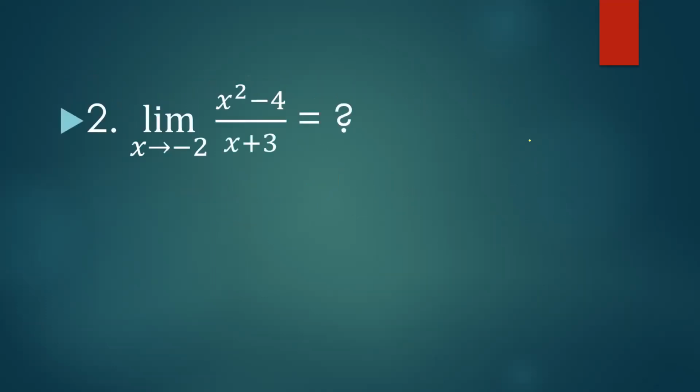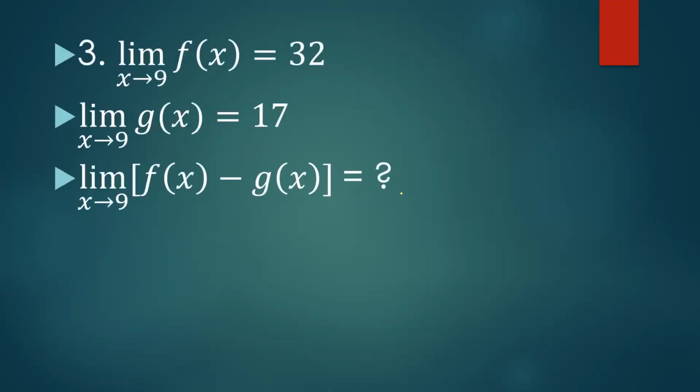Okay, now let's go to number 2. What is the limit of x squared minus 4 over x plus 3 as x approaches negative 2? Okay, so the answer here will be: negative 2 squared is positive 4. We have minus 4. Negative 2 plus 3 is positive 1. So 4 minus 4 is 0 over 1. So the answer is 0. So this is our value for the limit.